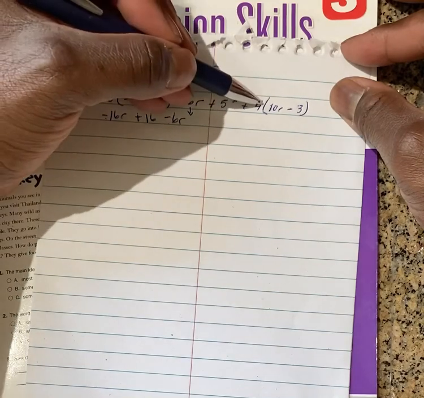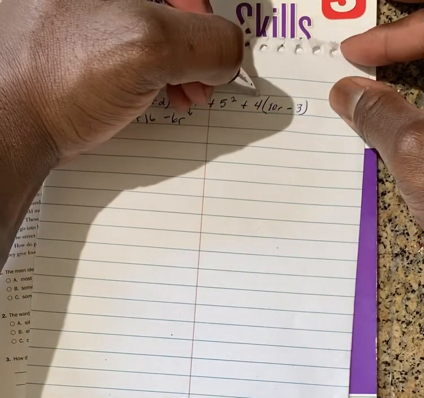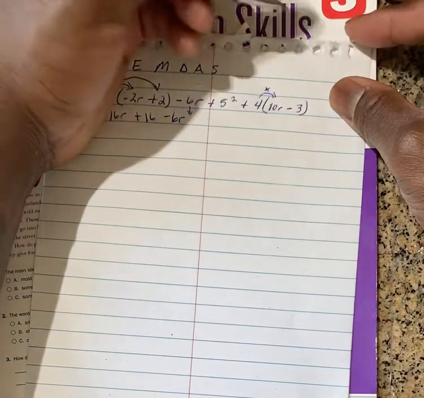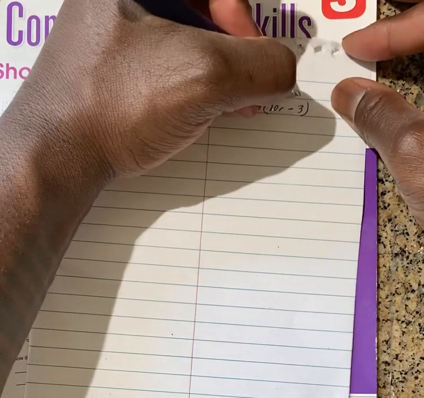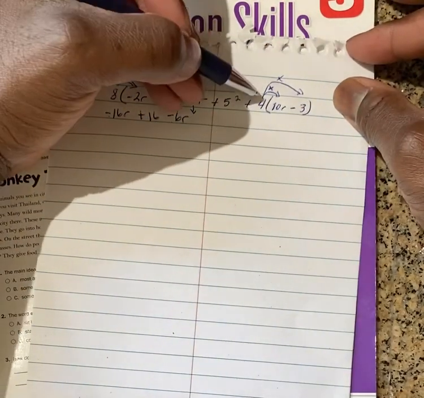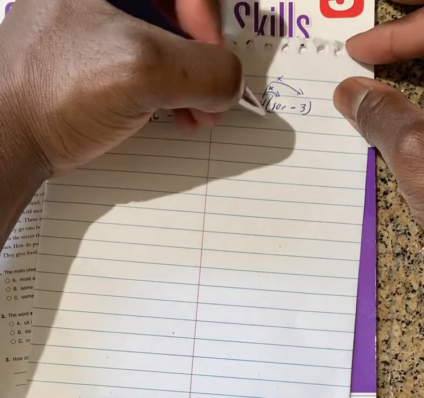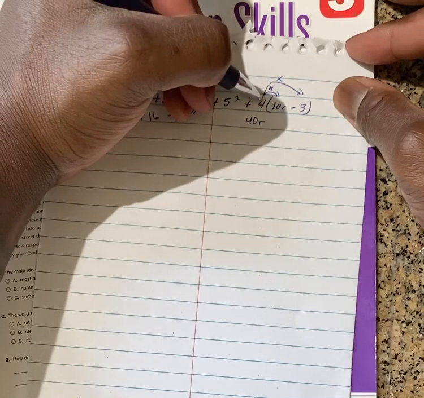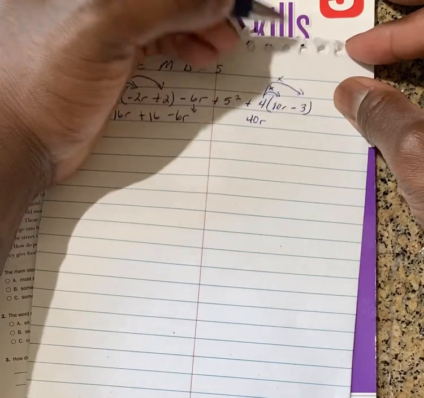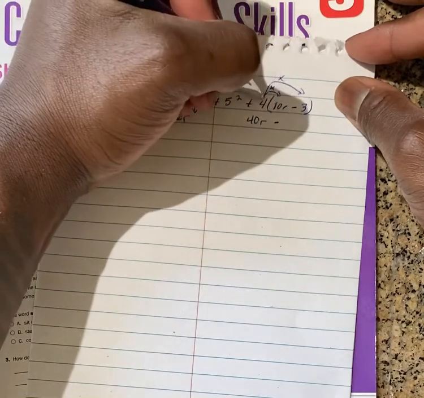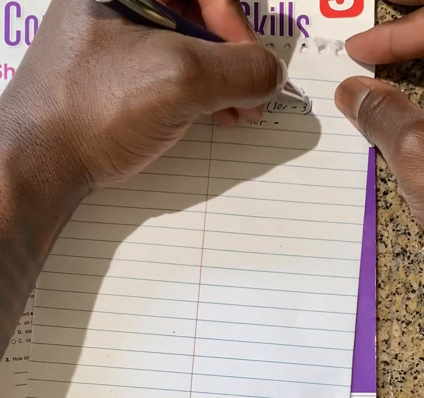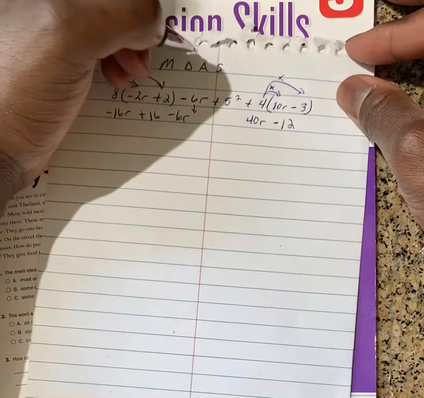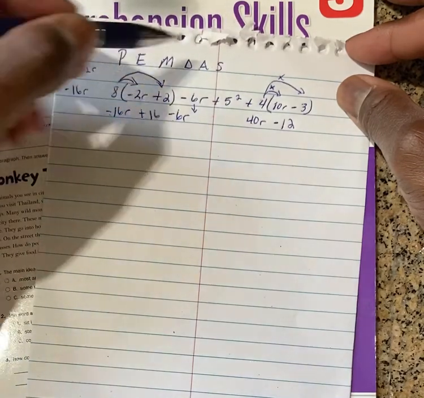Next, you're going to deal with this parentheses. So you're going to distribute the 4, which means multiply. And then distribute the 4 here. So 4 times 10r will give you 40r. 4 times negative 3 will give you minus, because a positive times a negative gives you a negative. So you rewrite the negative, and then 4 times 3 is 12. So you did the parentheses, that one and then this one.